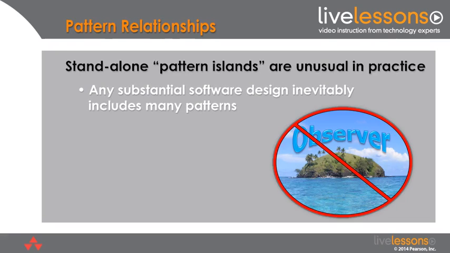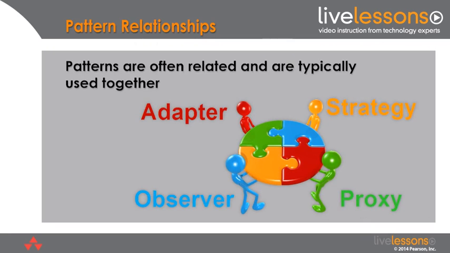There are 23 patterns in the Gang of Four book. And when many people are first exposed to the book, there's a tendency to learn about the patterns in isolation. We learn about bridge or proxy and adapter. And while that's a useful way to learn, pick out the pieces as the basic building blocks, in practice, standalone patterns or pattern islands are actually rather rare. Instead, most significant designs actually include many patterns, and those patterns often work together.